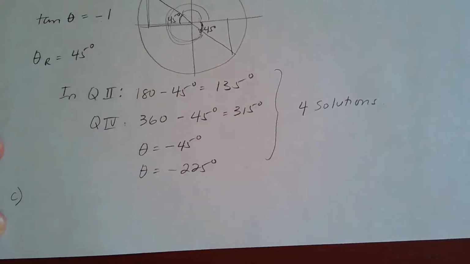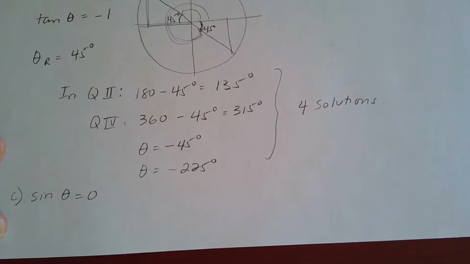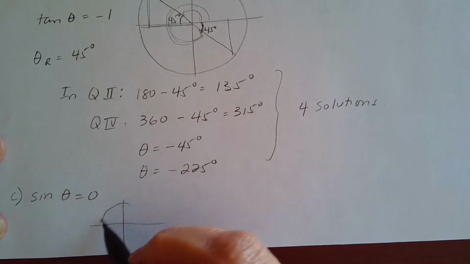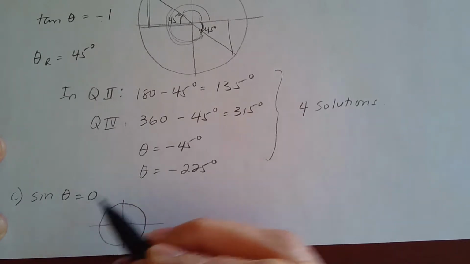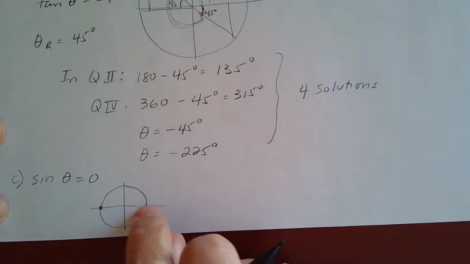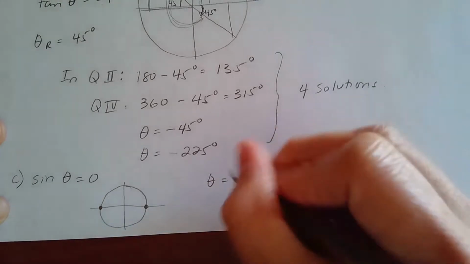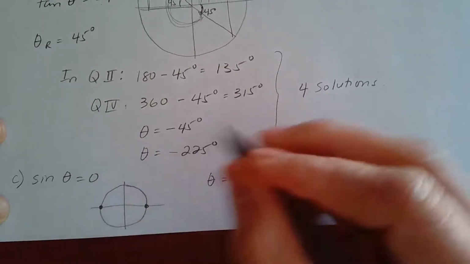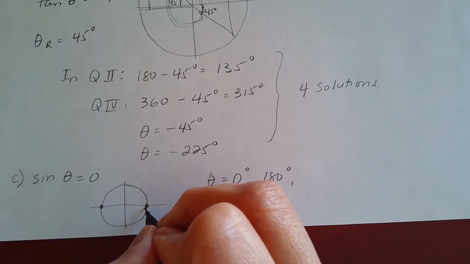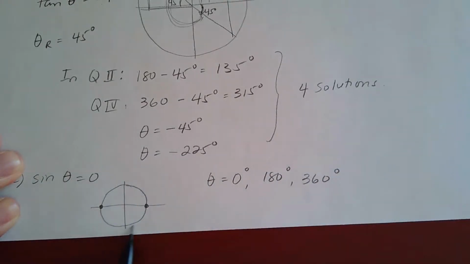Last but not least, sine theta is equal to 0. So where is the sine 0? We have to remember that sine is the y. So it's 0 here and 0 there. That means theta is going to be at 0 degrees, 180 degrees, and then going all the way over here, 360 degrees. Those are all the positive rotations.